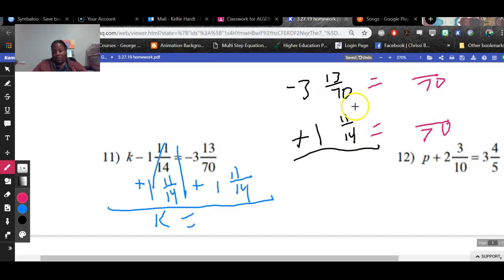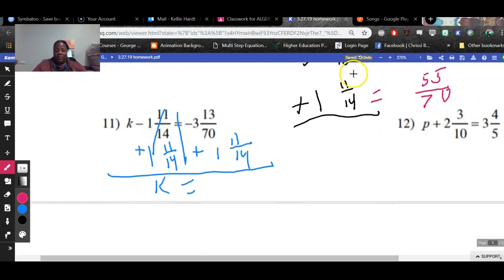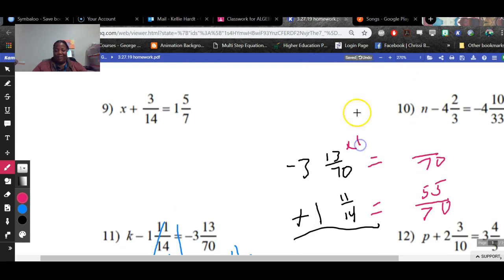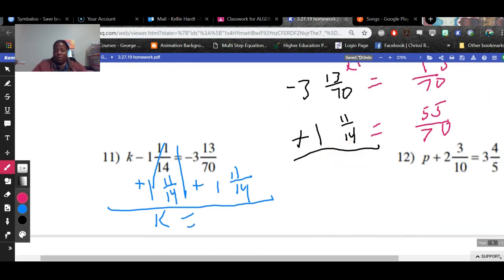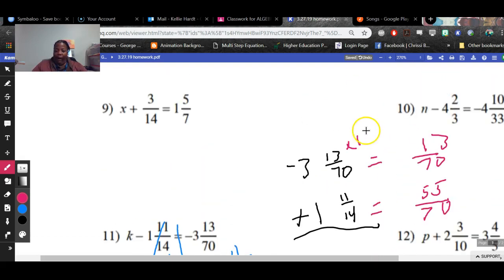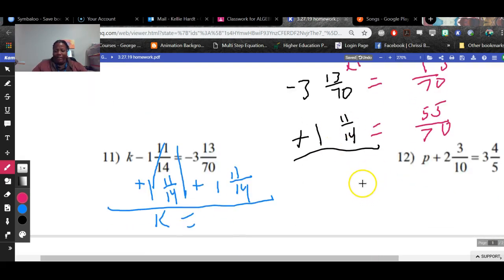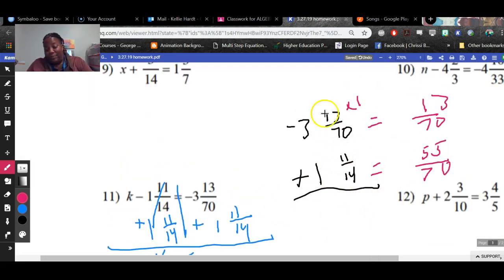11 times 5 is 55. Now, 70 will go into 70 1 time. 13 times 1 is 13. Okay? Here. Okay, good. And now I've got to hold them this way.